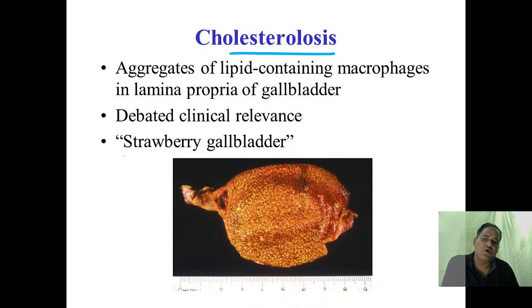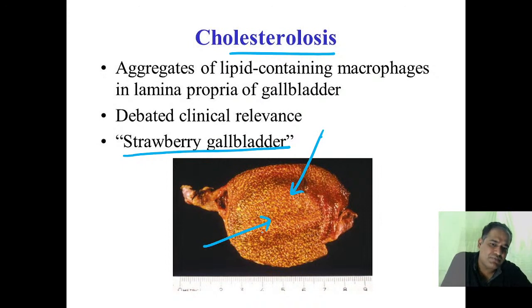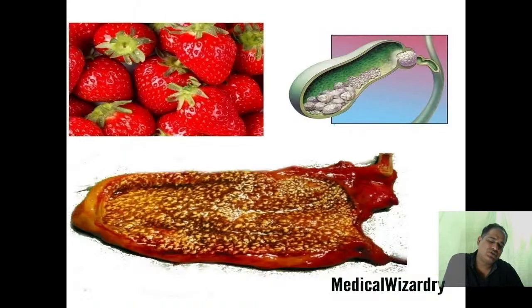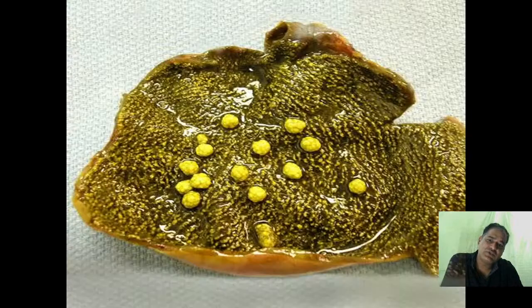Cholesterolosis, this is also called as strawberry gallbladder, because the macrophages, they consume the bile salts, right? Now, this is also an indication of surgery. Basically, this is what you get to see after you have performed the surgery.